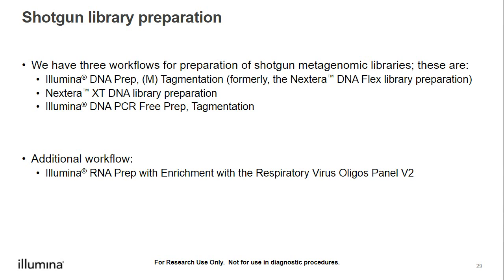We will also discuss a 4th workflow, which is not for canonical shotgun metagenomic sequencing library preparation, though it may be of interest for some labs. This one is the Illumina RNA Prep with Enrichment library preparation workflow with the respiratory virus oligo enrichment panel.